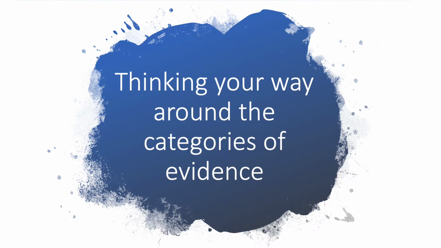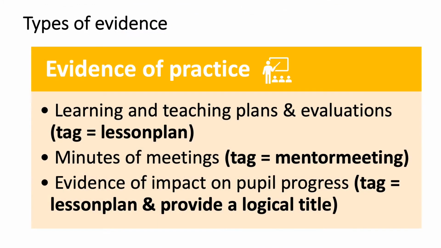Great. Okay, so starting out with types of evidence that Tom just mentioned, what we've done is we've grouped together the different types of evidence that you may have and just given them 3 big juicy titles, and we'll tell you what each of those big juicy titles entails on a granular level. So our first big broad area of evidence is evidence of practice, and what's encompassed in this broad area is your learning and teaching plans and evaluations, which you use the tag lesson plan for.